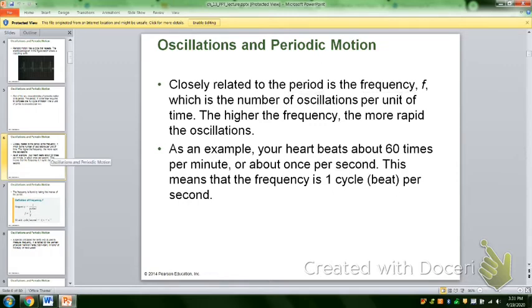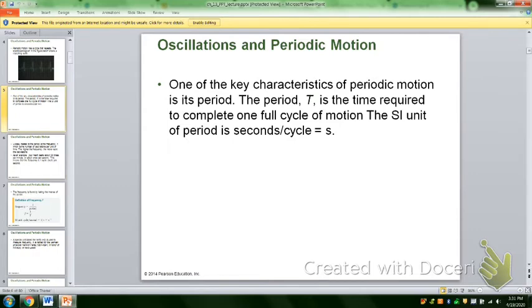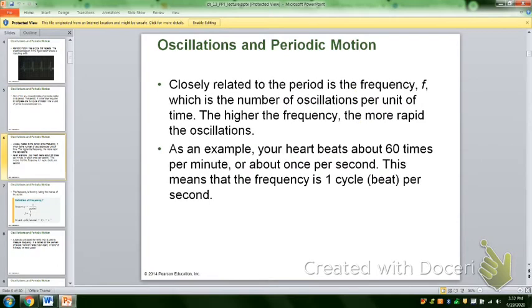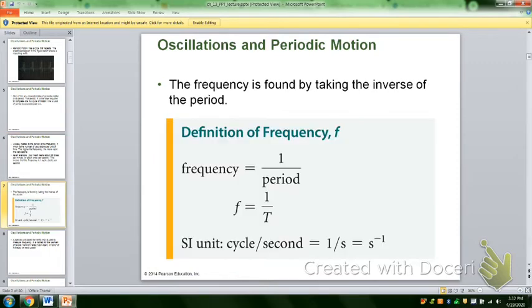All right, so oscillations and periodic motions. One of the key characteristics of periodic motion is its period. The period is the time required to complete 1 full cycle of motion, which we said. We talked about frequency. I think I went back a slide there. Let's move on to the next slide.